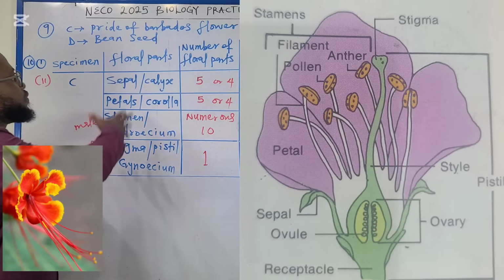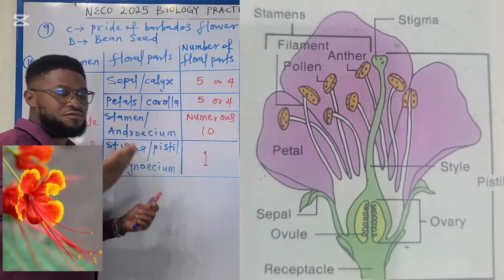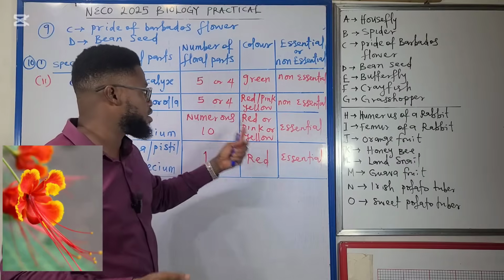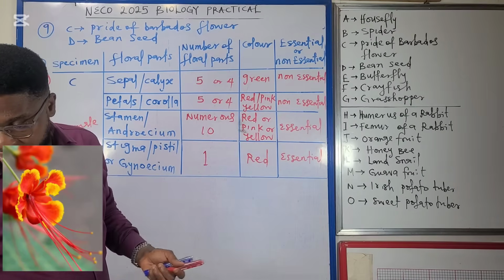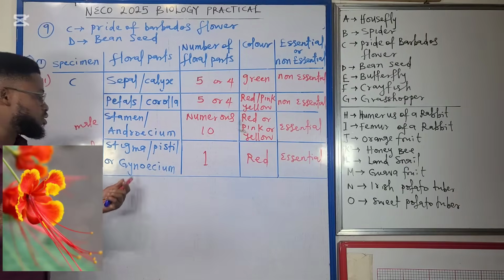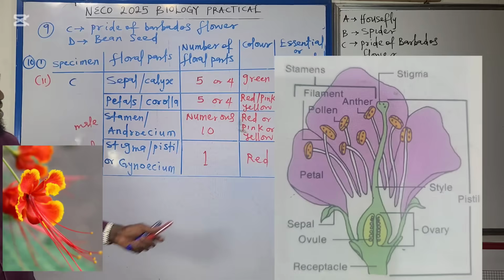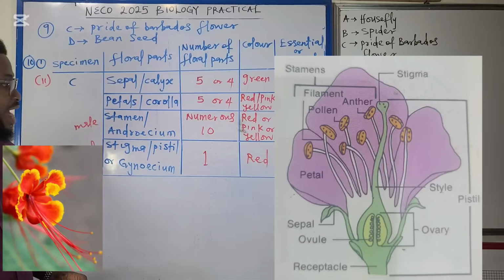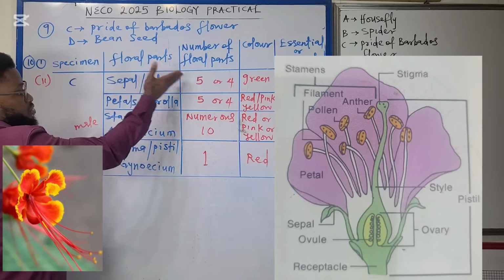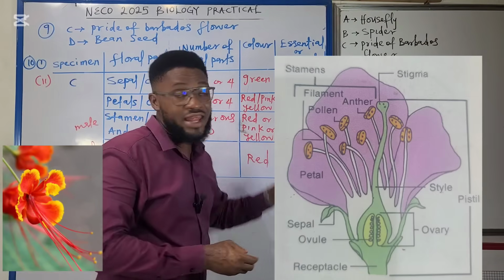So what is the color of the floral part? The sepal or the calyx is green. The petals or the corolla, depending on the flower you're given, could be red, pink, or yellow. The stamen or the androecium could be red or pink or yellow. As you can see in the diagram on your screen, this one here is yellow. Now the stigma or the pistil, the one you have at the center, that's the gynoecium, is usually red. So when you look at the sepal or the calyx, and then the petals or the corolla, the sepal and the petals, they are the non-essential parts.